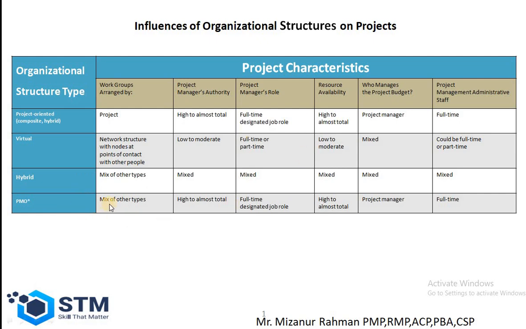Then if it is a PMO, that is a project management office, program management office, or portfolio management office, then how they work is a mix of other types. Here the project management authority is high to almost total. The project manager role is a full-time designated job role. Resource availability is high to almost total. The project manager is going to manage the project budget, and there is some full-time project management administrative staff.